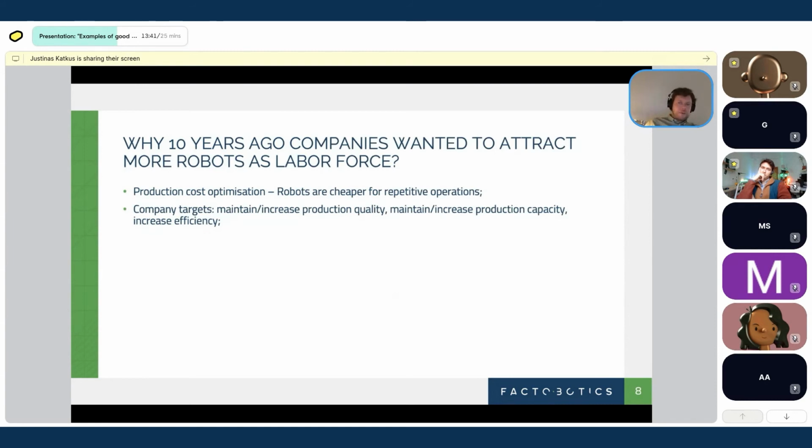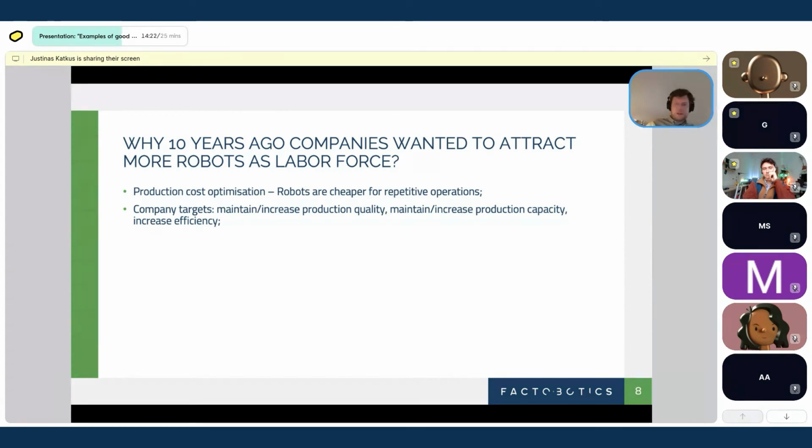Now, I try to also approach this question about non-technical challenges from another side. What if I wanted to attract more robots as a labor force? If I were looking from an industrial robotics or factory perspective, what do we need to do if we want to attract more labor force as robots? Ten years ago, the biggest driver was actually to remove people where we could, because this way we would have more profits, to put it bluntly, but that was the main reason. Only the next thing was to increase production capacity, and then quality.